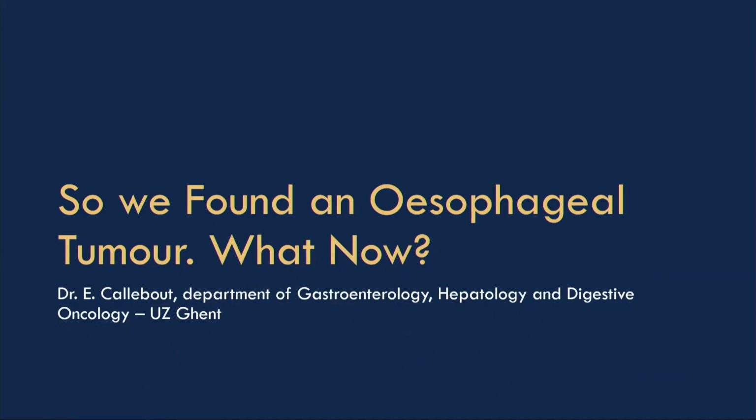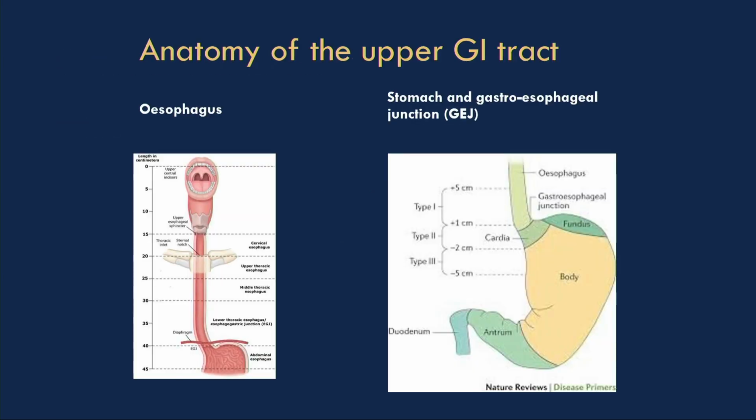Thank you for the introduction, Karen. So we found an esophageal tumor. What should we do? That's the question. I have no disclosures. First, a little slide about the anatomy of the upper GI tract.